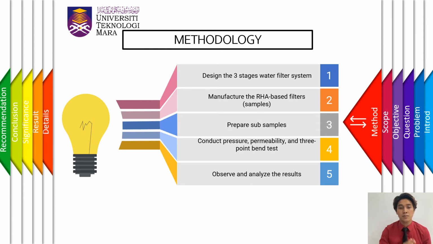After the scope, there is the methodology step. There are 5 steps taken, which is first, I need to design a 3 stages water filter system, and then I need to manufacture the RHA-based filters, or we can call them samples. Then prepare the sub-samples from the samples and conduct the pressure, permeability and 3-point bend test, and also observe and analyze the results that we gain in this project.